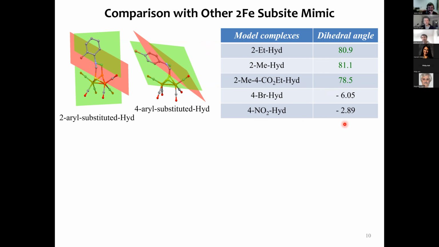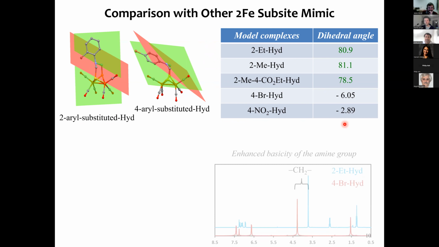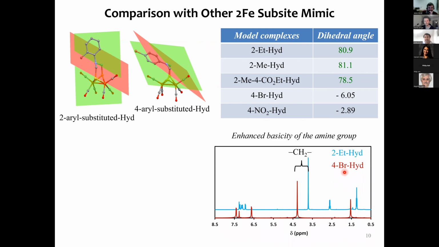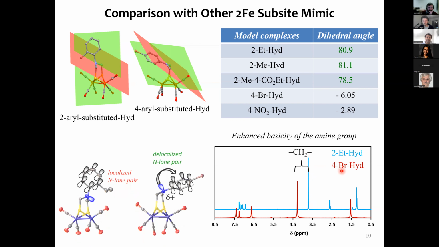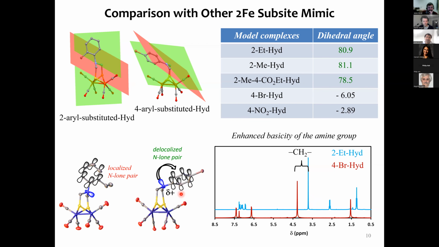Then we wanted to know the solution phase structure of these complexes. For that, we performed proton NMR in CDCl3, and we observed that in the case of the 2-ethyl substituted one, the methylene peak appears at the upfield region compared to the 4-substituted one. And this can be explained in this way: in the case of the 4-substituted one, as the CNC plane and the phenyl plane are almost coplanar to each other, the nitrogen lone pair can delocalize into the aromatic ring.